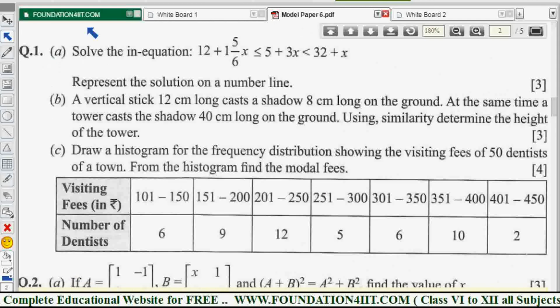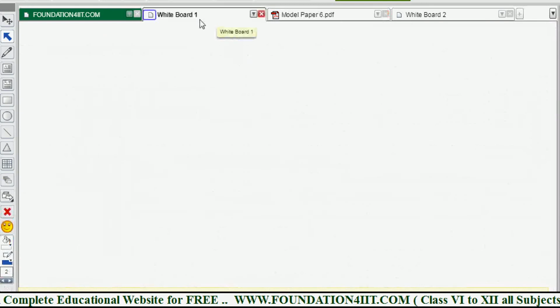Now in question number 1, the first one is: solve the inequation 12 plus 5x by 6 less than or equal to 5 plus 3x less than 32 plus x. Represent the solution on the number line. We need to solve the x values first, and that solution set will be represented on the number line. Let me take the given inequation and we'll solve.